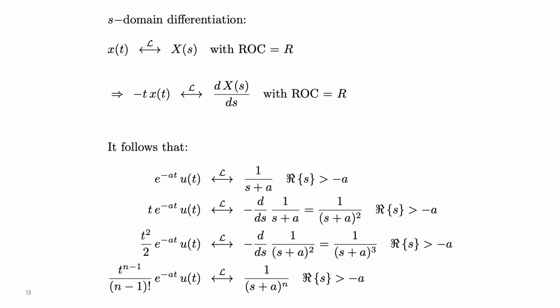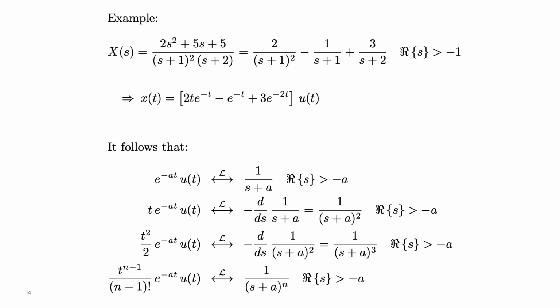The same thing can be repeated, as I anticipated, and therefore we can come up with transform pairs for terms of third order, or even in general the nth order. So for the third order, you see it on this slide, by iterating the procedure, we get that t squared over 2 e to minus at u of t corresponds to 1 over s plus a cubed, and so on and so forth.